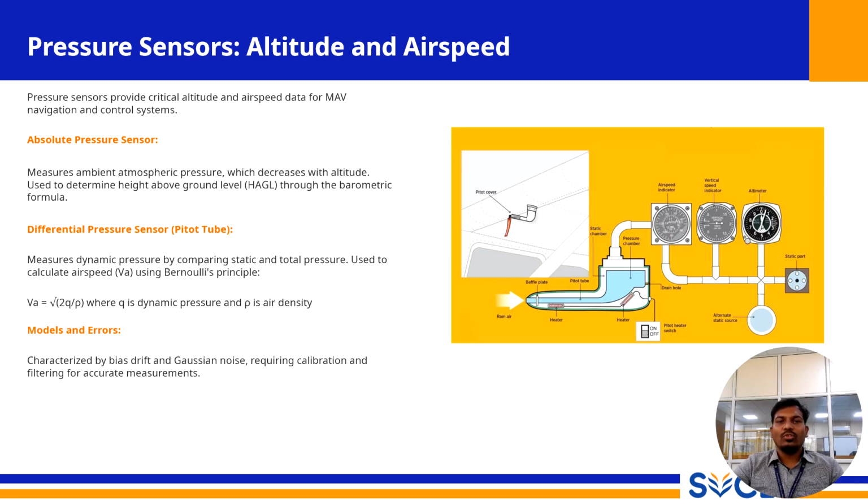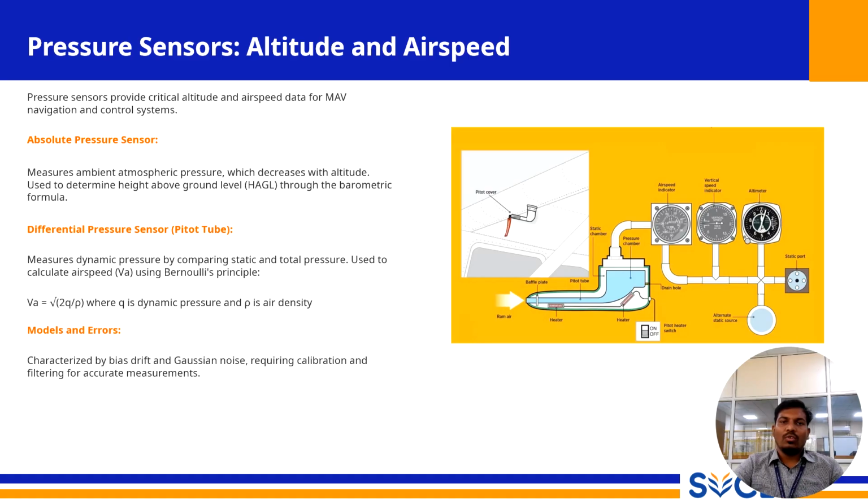As the diagram shows, the tube opening faces directly into the airflow to measure the total pressure, which is composed of the static ambient pressure and the dynamic pressure from the air's motion. A separate static port measures only the static pressure. The difference between these two readings gives you the dynamic pressure. This sensor is then used to calculate airspeed (VA) using Bernoulli's principle.